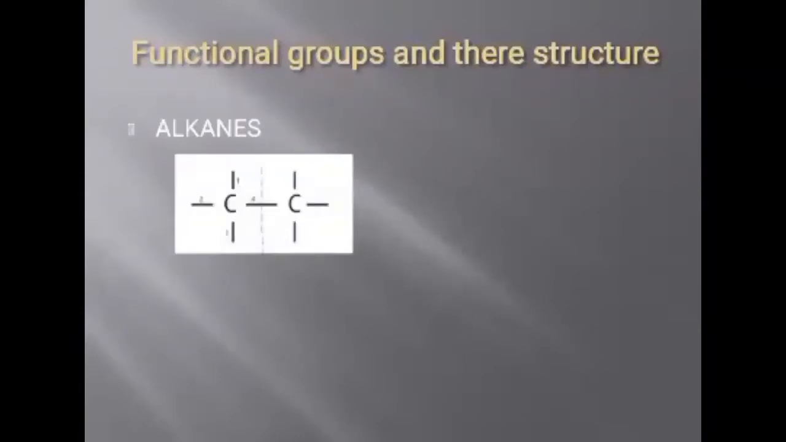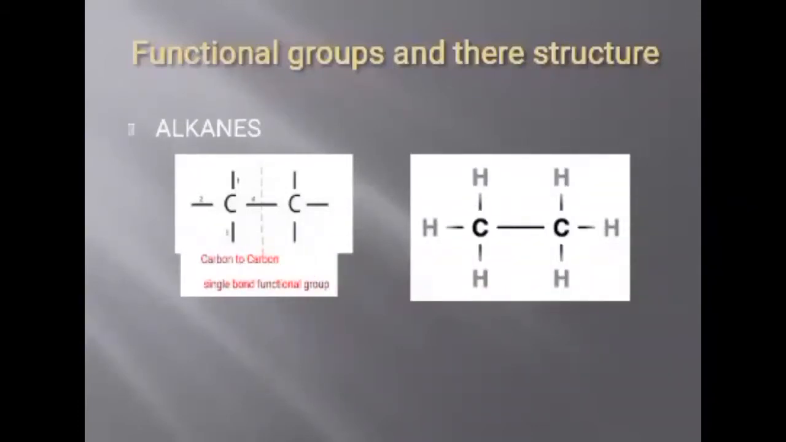The functional group of alkane is the single bond. If you look at the structure we have here, you see that we have C, that is the carbon, linking to the other carbon with a single bond. And we have other attachments which could attach other elements, but the functional group in alkane here is the carbon to carbon single bond. Then we can have an example of alkane as the one we have in this slide.